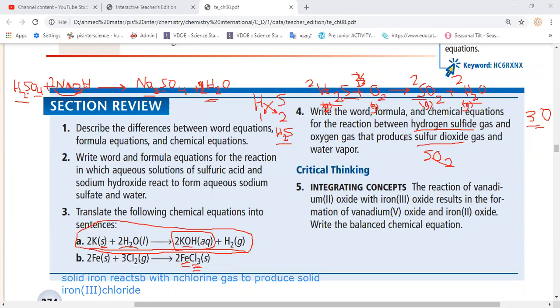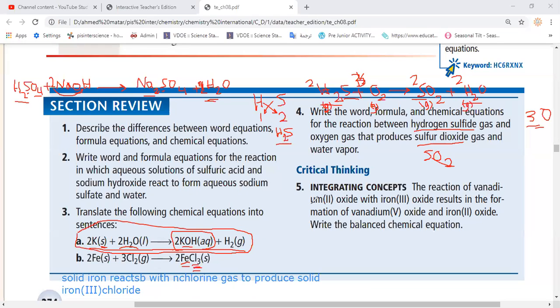Is it clear? Or should I repeat one more time? Can anyone not understand this? Guys, is it clear for you? Yes. So then, let's find the last question.